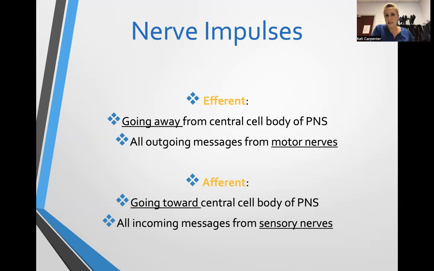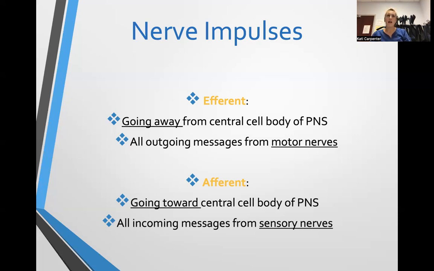Now, efferent, EFF, is going away from either the neuron's nucleus or from the brain. So dendrites afferently send the message to the nucleus. Once the nucleus sends it towards the axon, now it's going away from the brain, so it becomes an efferent message.